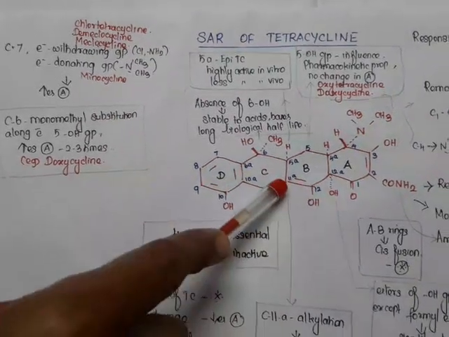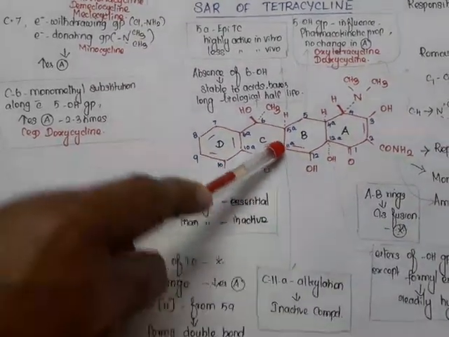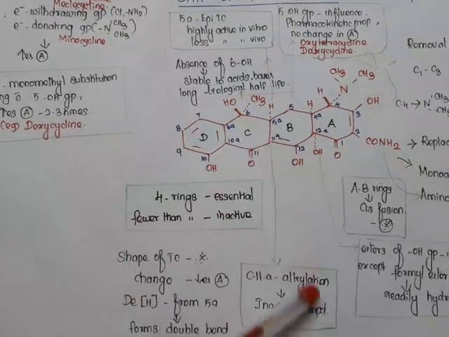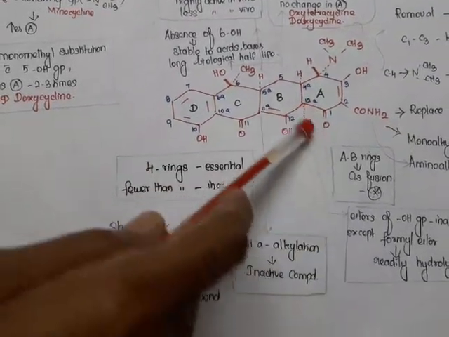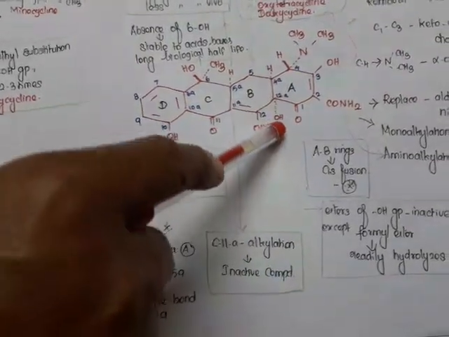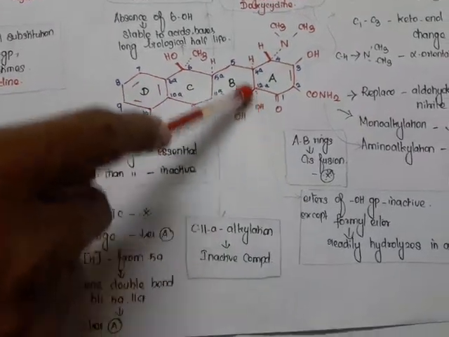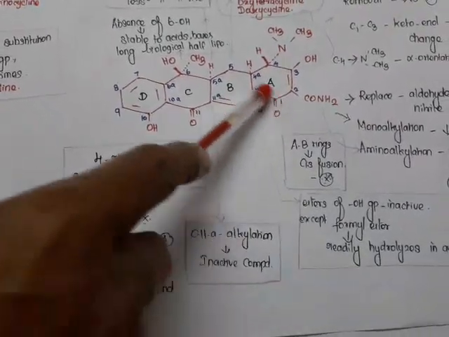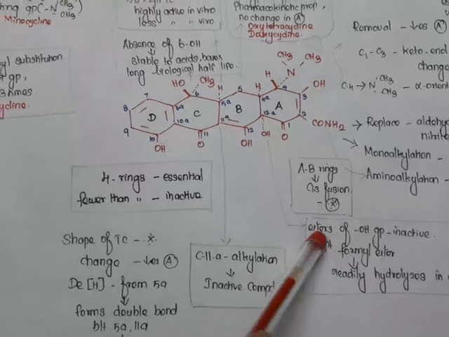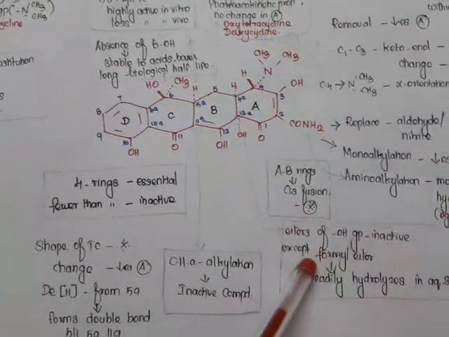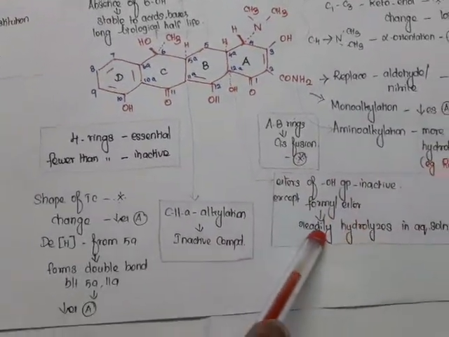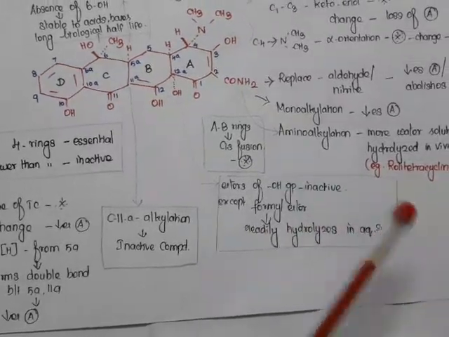Now come to the 11A position. If we are alkylating the 11A position, we are getting an inactive compound. And in the case of 12th position, it is having hydroxy group that is connected to the ring by means of alpha configuration. If the hydroxy group is converted to an ester, we are getting an inactive compound. The exception is formyl ester, because that is readily hydrolyzed in aqueous solution.